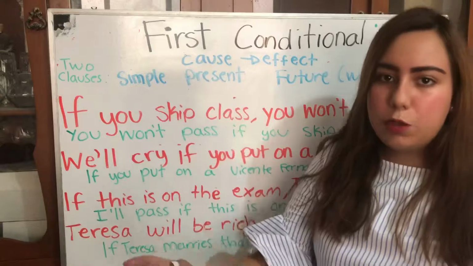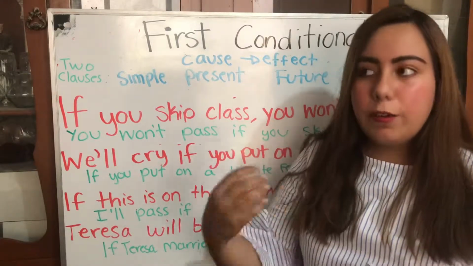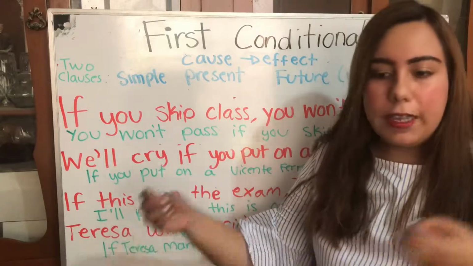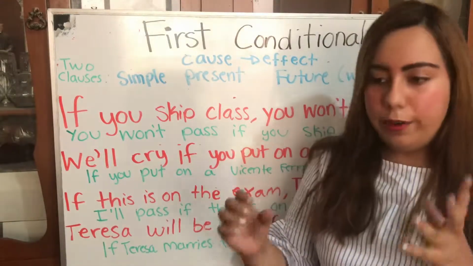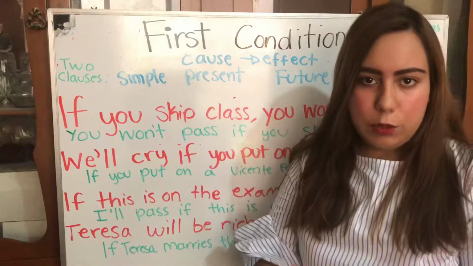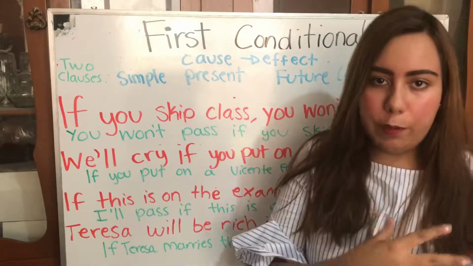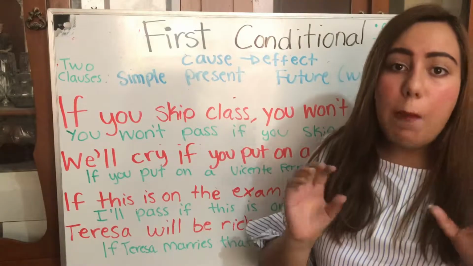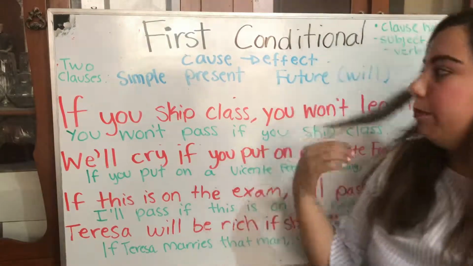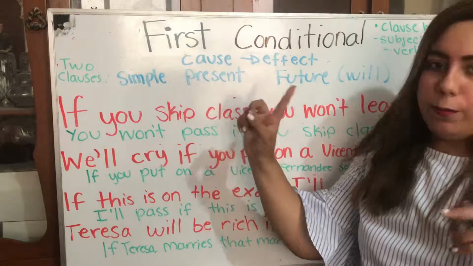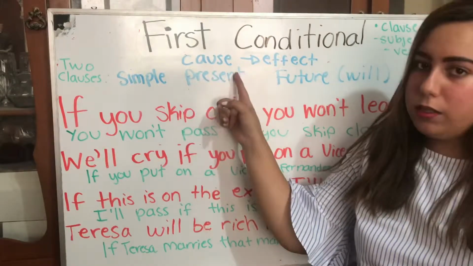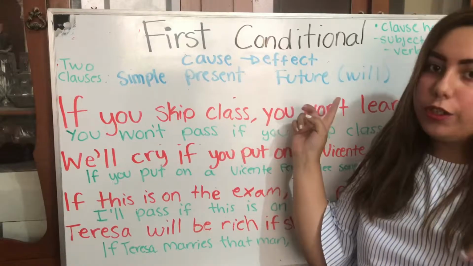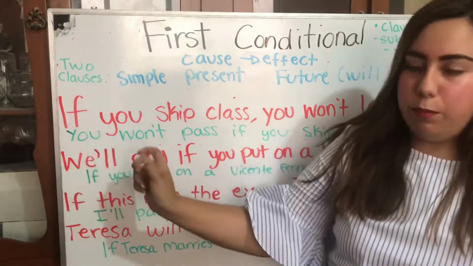Remember, we use subject, will, and a verb. For example, I will eat, he will cook, they will understand, we will listen, whatever, okay? So we have a subject, will, and a verb. Remember, verb is an action, okay? And the verb will always be in base form, okay? So let's see. Simple present, the first clause, which is the cause, and the effect or the consequence will be in future using will.